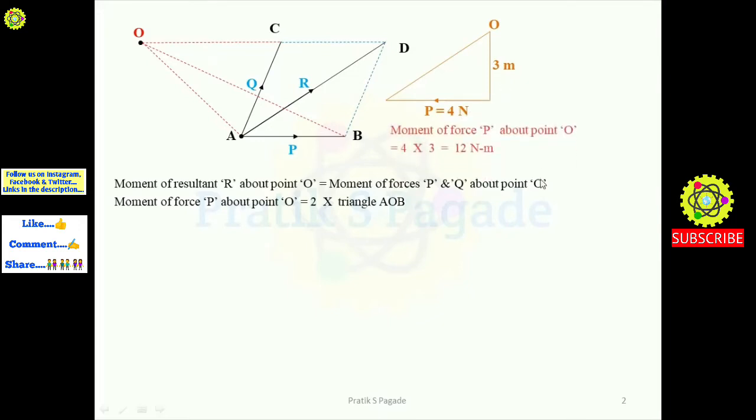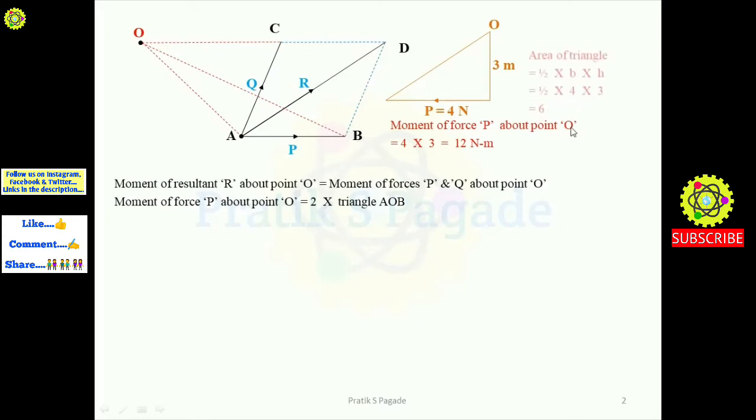So the moment of force P about point O is equal to the value of the force, here 4, into the perpendicular distance between the force and the point about which we need to calculate the moment. Here it is 3. So 4 into 3 is 12 newton meter. This is the moment of the force about point O.